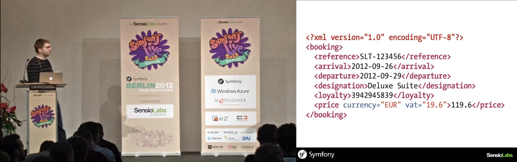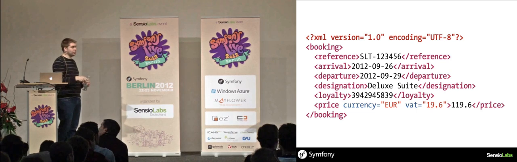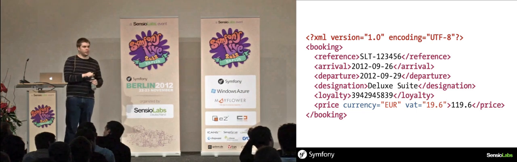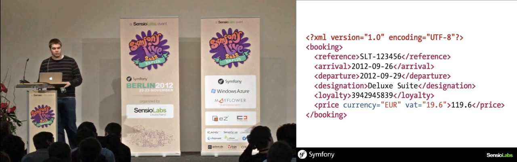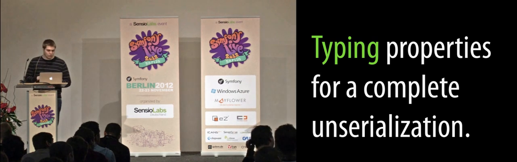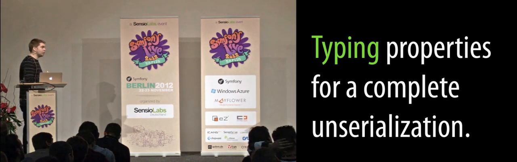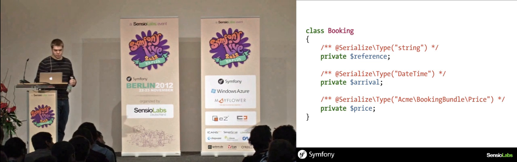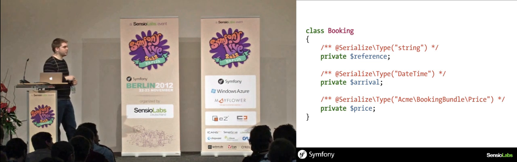So we have the reference, arrival, departure, and then we have the other properties, because it also takes the other properties in the order they appear in the class. So you can also specify the typing when you unserialize your objects. So it supports lots of types.